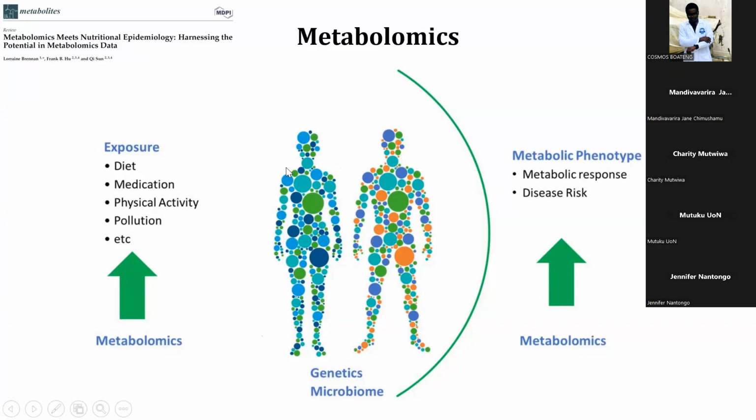The medication they take will be different when they are diseased. Their physical activity will be different. Again, they are exposed to different pollution levels. All these exposures have an impact on the overall metabolomics. It means different metabolites will be produced by a person from India, different from the person in Africa, because they are exposed to all these different conditions. And so there will be a metabolic response, and the disease risk will also be different.